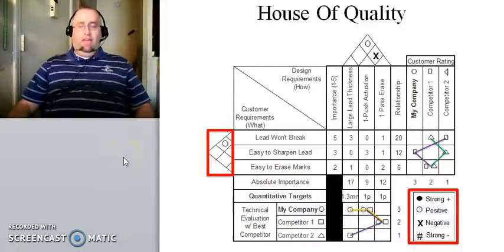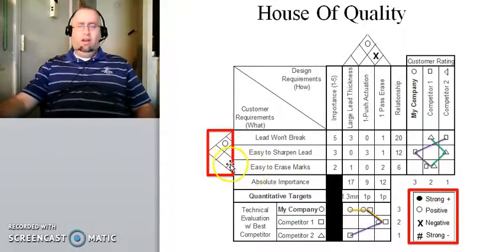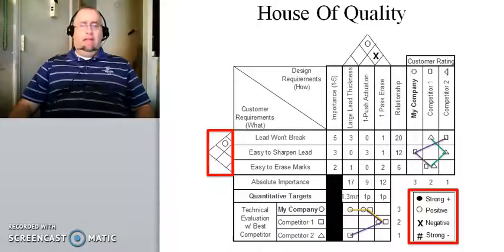Now, in thinking about how lead won't break compared to easiness of erasure, there doesn't seem to be any connection there, so I don't have any symbol in this cell, and easy to sharpen lead seems to have nothing to do with easy erasure, so I don't have any symbol in this cell either. So there's only one interconnection that I'm indicating, and that's a weak but positive correlation between the lead not breaking and the easiness of the pencil to sharpen.